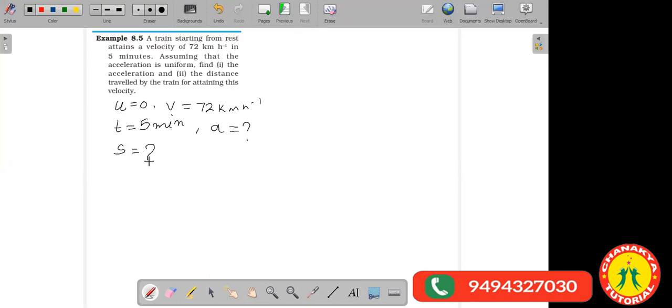Now for that, there are two conversions which we need to make. We need to convert this 72 kilometer per hour to meter per second. And if you convert this, you will be getting 20 meter per second. Check out your answer. You should be getting 20 meter per second.